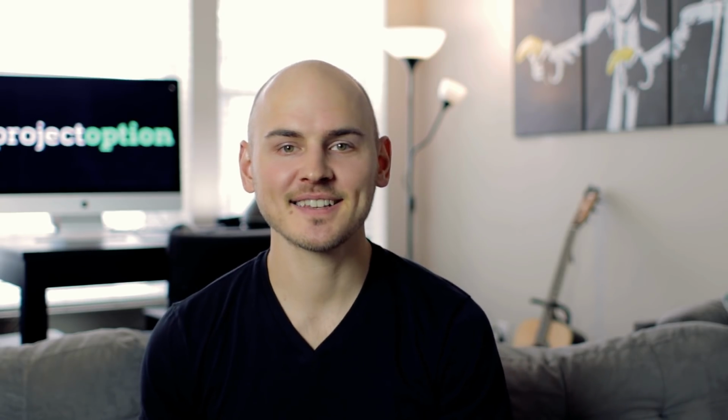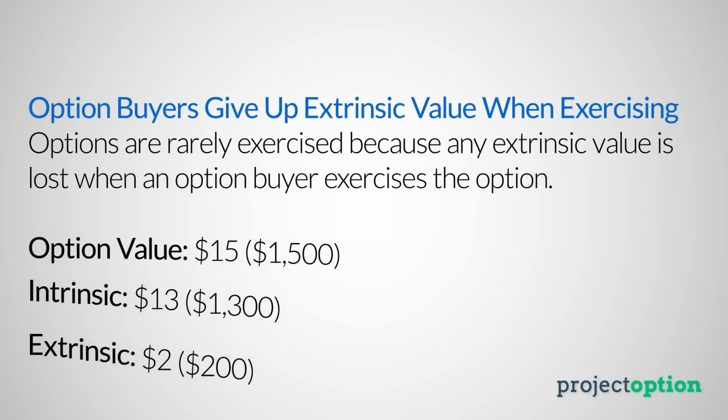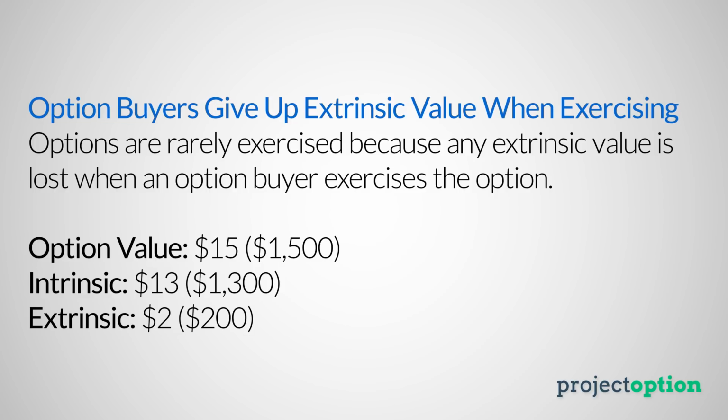Now, with that being said, it's important to note that option buyers rarely exercise their options, because when an option is exercised, the trader who exercised the option essentially burns the extrinsic value that is remaining in that option. So for instance, if I have a call option that has $2 of extrinsic value in it, or $200 of that option's price is extrinsic, if I make the decision to exercise that call option, I'm effectively giving up that $2 of extrinsic value, which means that if I exercise that option, I'm essentially flushing $200 down the toilet.